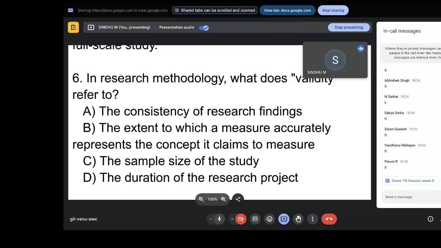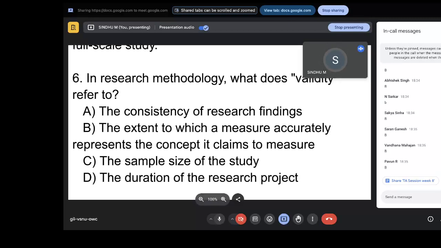So let's discuss the sixth question now. The question is, in research methodology, what does validity refer to? So here the meaning of the word is in the literal sense, the general meaning of the word. Validity means under what conditions it is valid. So the correct answer is option B.